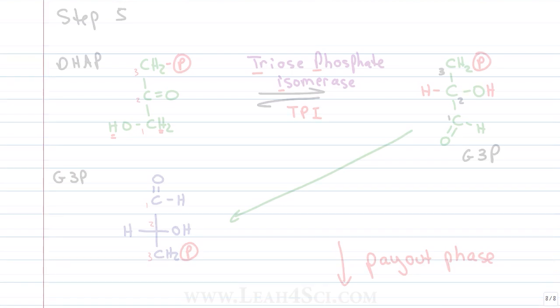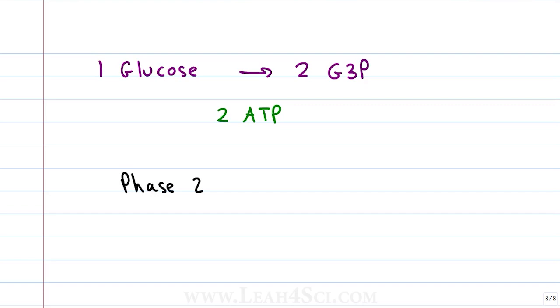So where do we stand so far? We have 1 molecule of glucose sitting at 2 molecules of glyceraldehyde-3-phosphate with a total investment of 2 molecules of ATP. So far we've done a lot of work and put the energy in, but now that we're in phase 2, we finally get to the payout phase where we expect to see some energy coming out of these molecules.